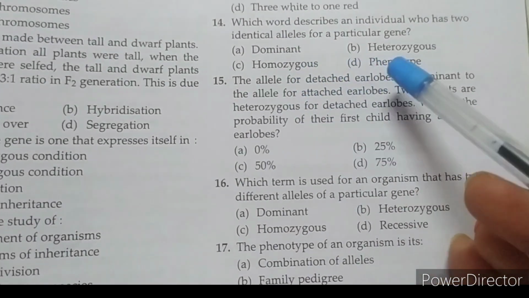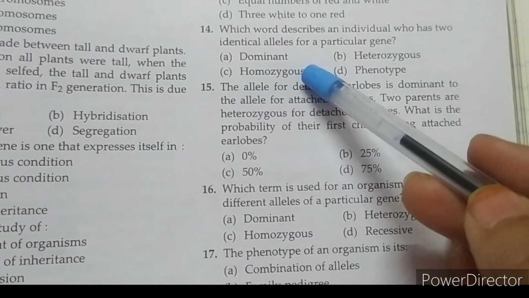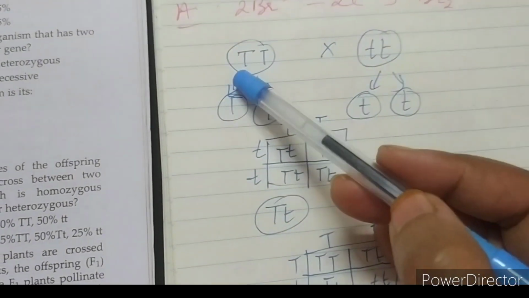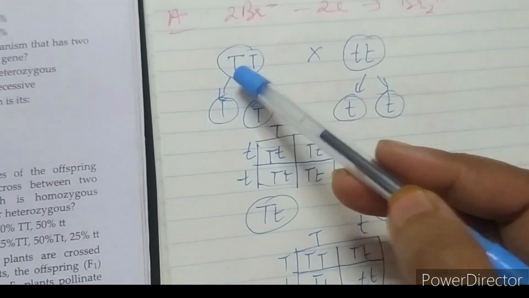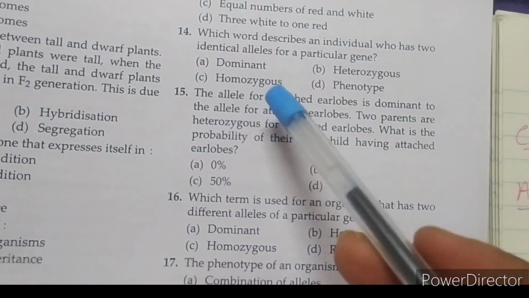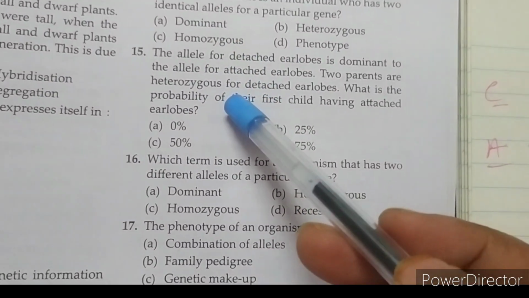Which word describes an individual who has two identical alleles for a particular gene? If you have two identical alleles, it may be dominant, may be recessive, then what is this condition termed as? It is termed as homozygous condition. So here the answer will be homozygous.